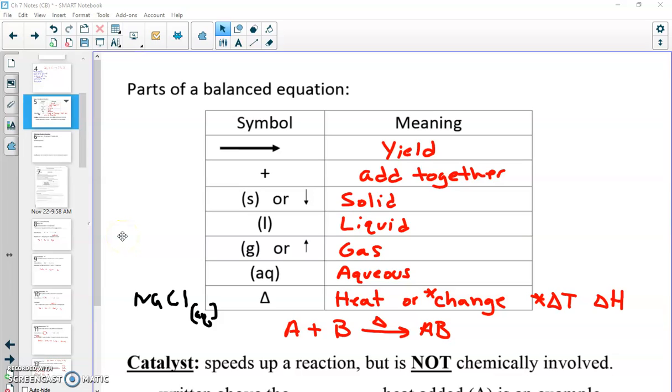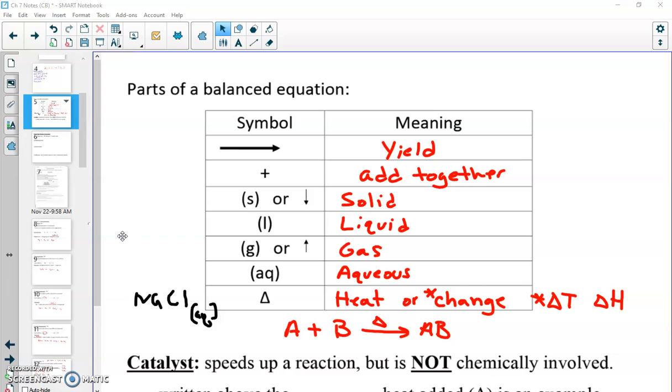It's a little clarification, also more notes than it is clarification. So I would recommend getting this into your notes, and it's going to be very helpful for you because these symbols mean a lot for a chemical equation.